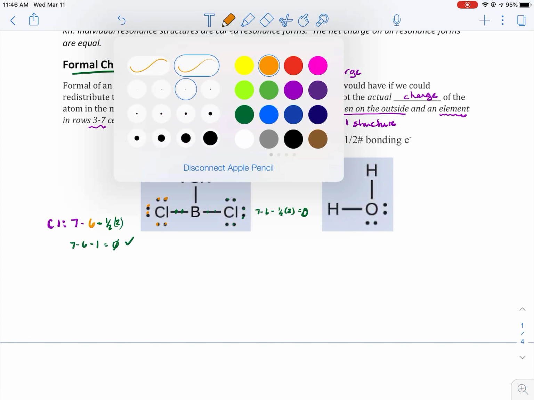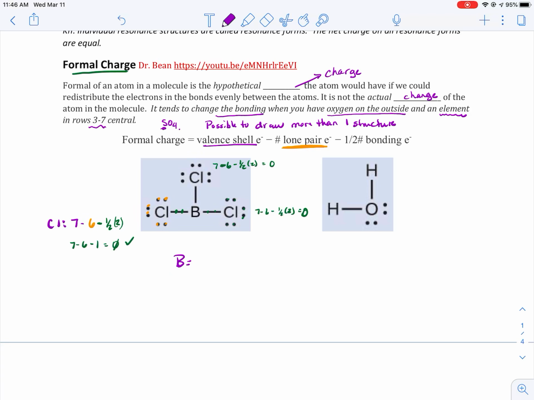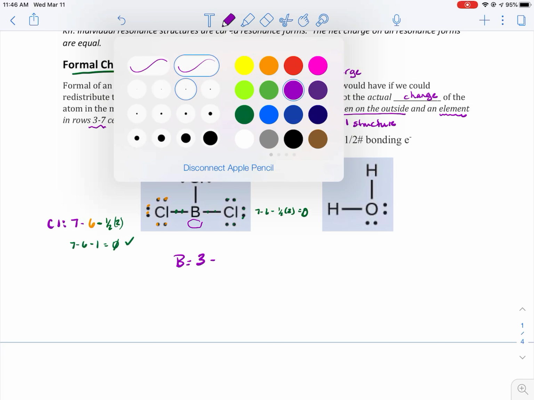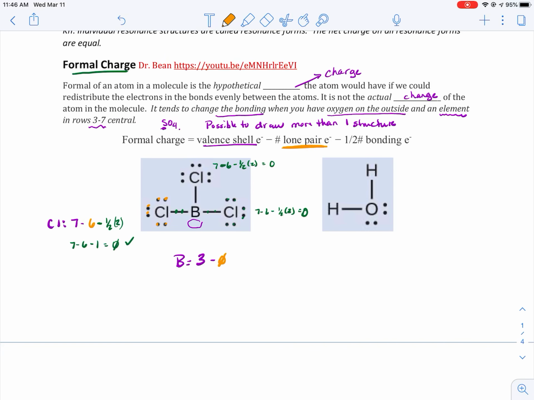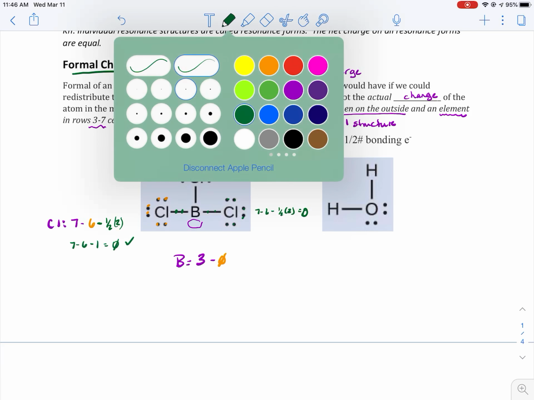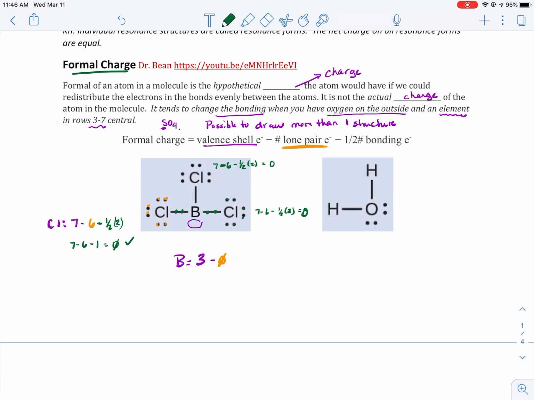Now we're going to look at the boron. The boron has 3 valence electrons, in that third column. And then we're looking, does he have any lone pairs at all? He doesn't have any lone pairs. So that would be 0 lone pair electrons. None of the electrons are lone pairs. And then we would say that he has 1, 2, 3, 4, 5, 6 electrons in bonding position. So half of 6, if you don't remember, is 3. So the whole thing comes out to be 3 minus 3, which is 0. So the boron is 0.